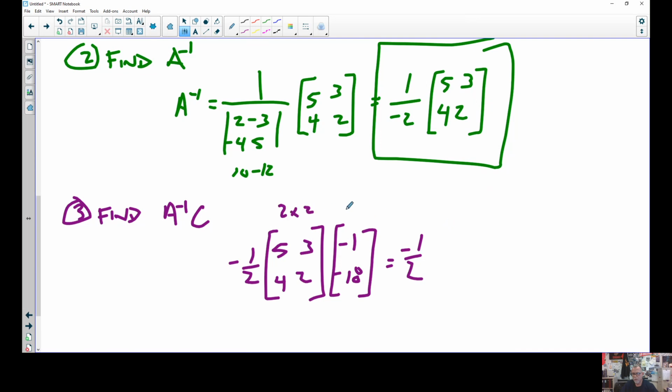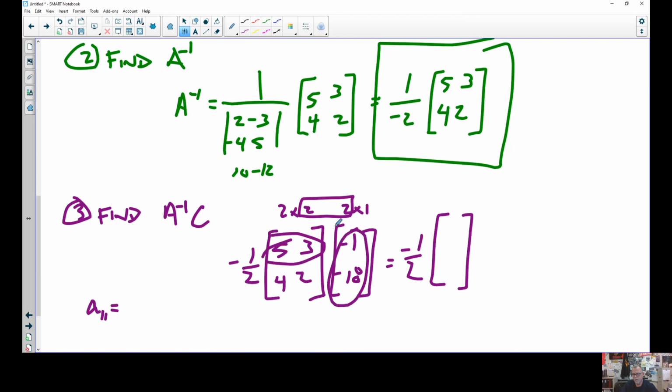This is a 2 by 1 times a 2 by 2, so these match, and we get a 2 by 1. It'll be 2 rows, 1 column. So this would be my A11. What is A11? Well, A11 is first row, first column. So 5 times -1 is -5, plus 3 times -18. That's a -54, I believe. So that would equal a -59, if I am correct there. All right, so we've got everything we need there.